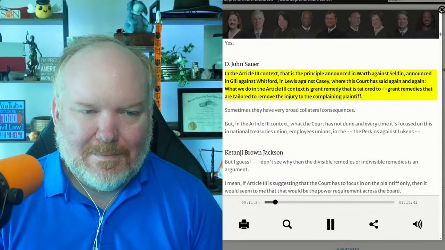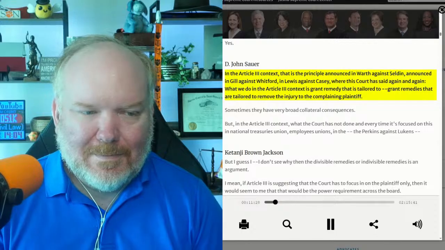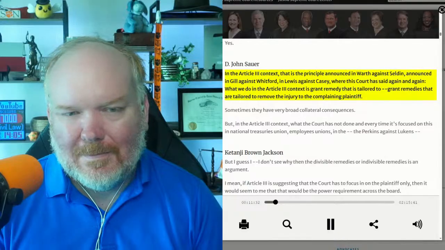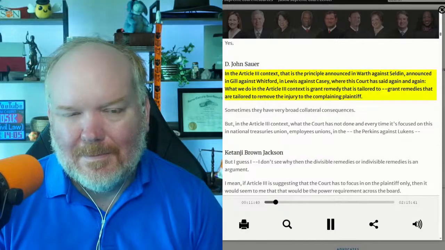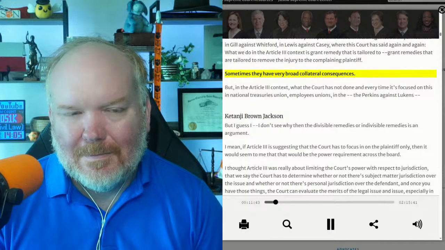In the Article III context, that is the principle announced in Worth against Seldin, announced in Gill against Whitford, and Lewis against Casey, where this Court has said again and again, what we do in the Article III context is grant remedies that are tailored to remove the injury to the complaining plaintiff. Sometimes they have even very broad collateral consequences.